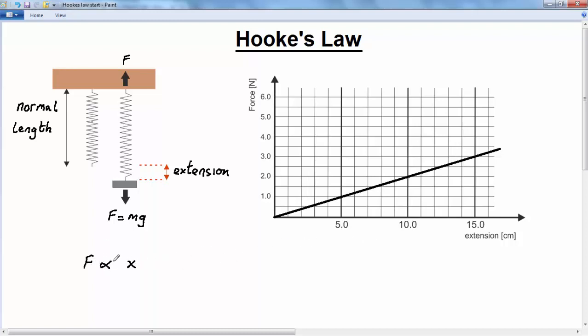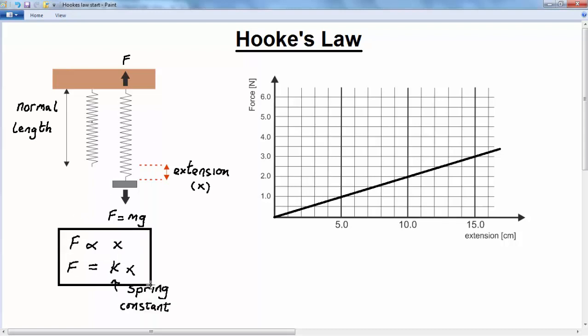To get rid of the proportionality sign, we need to add a constant to this equation. So we'll say that the force produced by the spring is equal to the spring constant, k, multiplied by x, the extension. And this is the spring constant. Let's just put a box around that. That's known as Hooke's law.